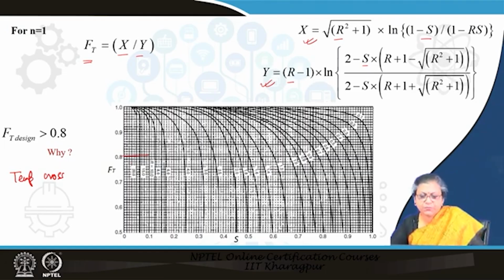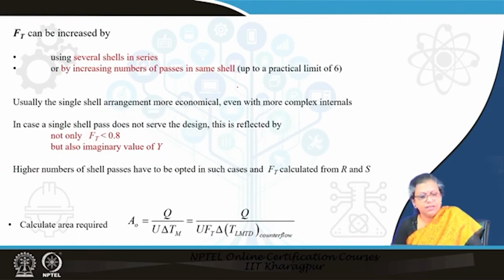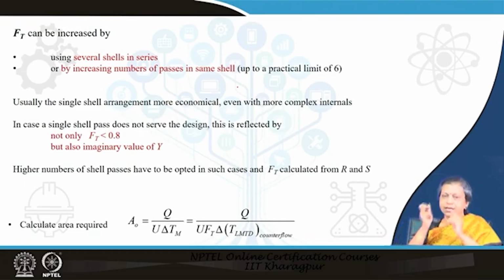Right. So, what you do, you calculate x, y, you calculate Ft, but again I will repeat, this is just for a single shell. Suppose you have calculated and you find that Ft is very less. Now, you would like to increase the Ft. What are the two options that you have? One is you can use several shells in series, or you can use the single shell and increase the number of tube passes.